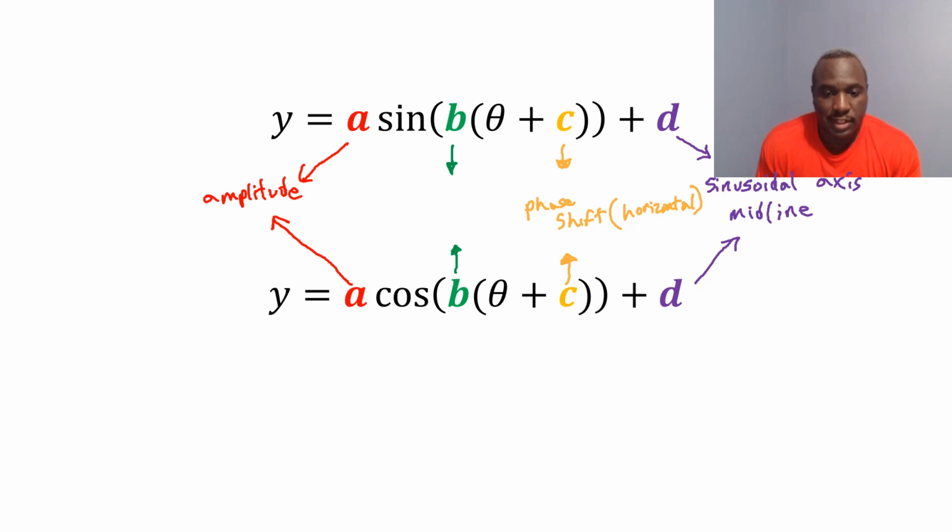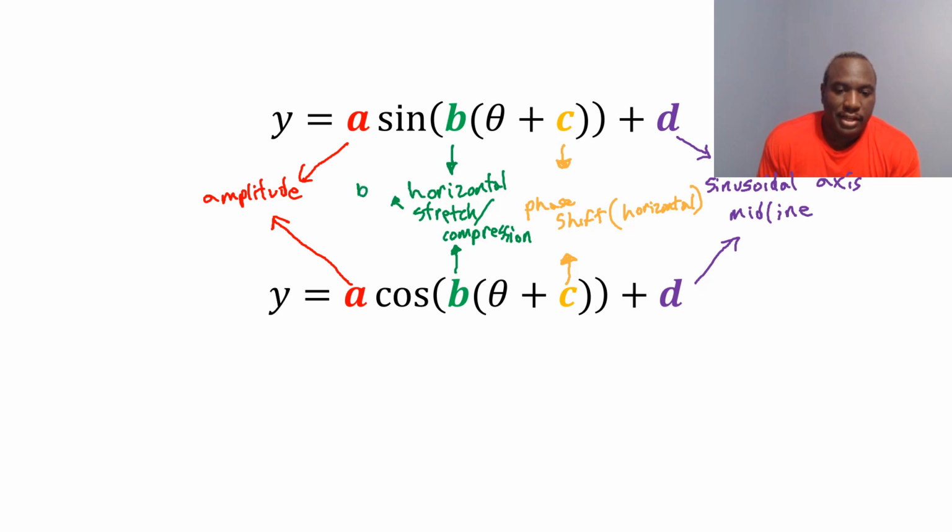So we're going to say that this is a horizontal stretch or compression. And it's a stretch whenever the B value is less than 1, and it's a compression whenever the B value is greater than 1.